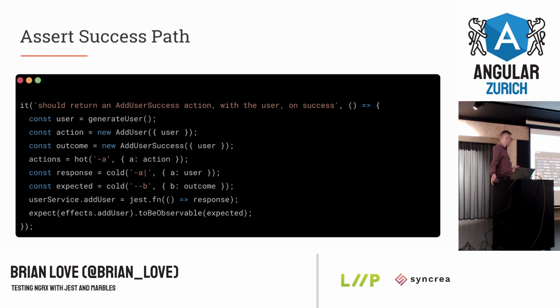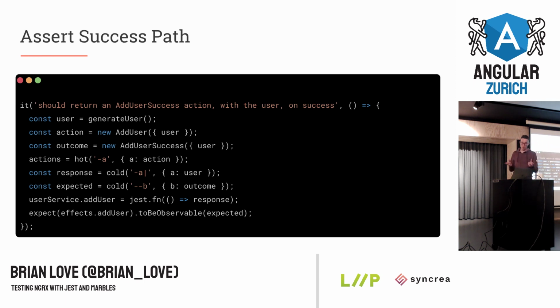In the next line, we're going to have a constant called response. And in this case, we're going to use the cold function. And in here, after 10 frames has passed, I'm going to emit a value followed by a completion notification. And that value that we are expecting to emit is going to be the user that I generated up here. Next, we're going to create another cold observable stream. This is going to be after 20 frames, so there's 2 dashes, we are going to get a value. And that value is the outcome, which is the add user success action.